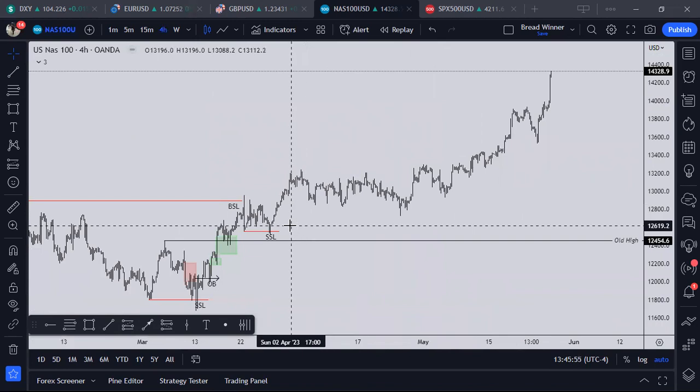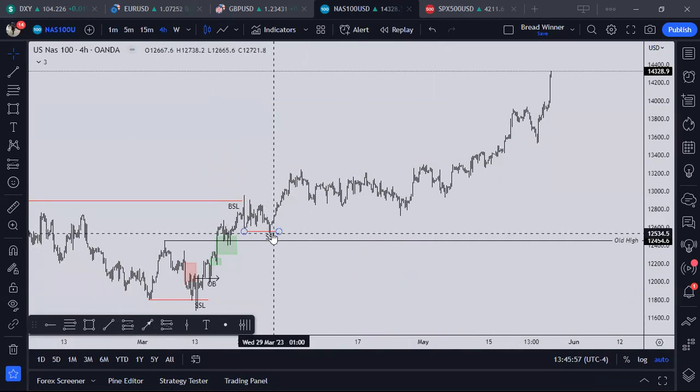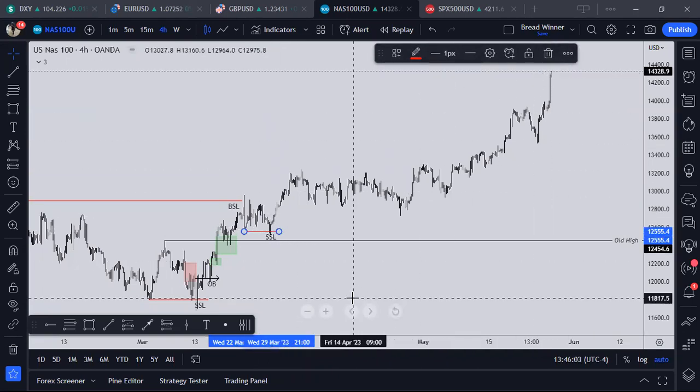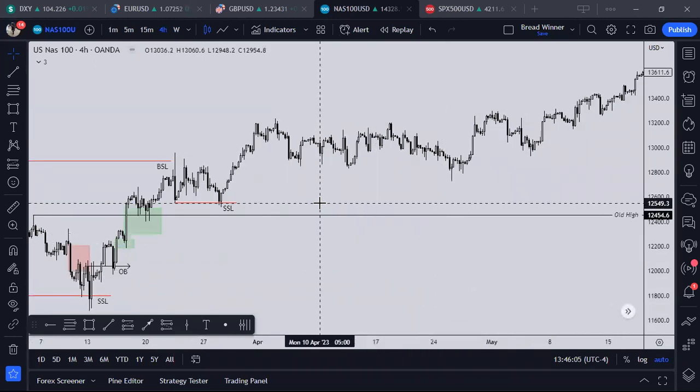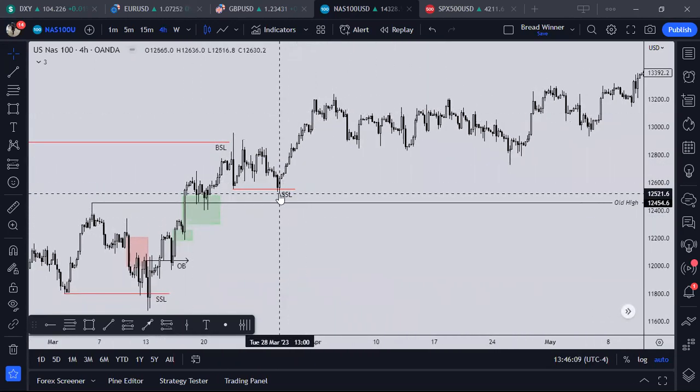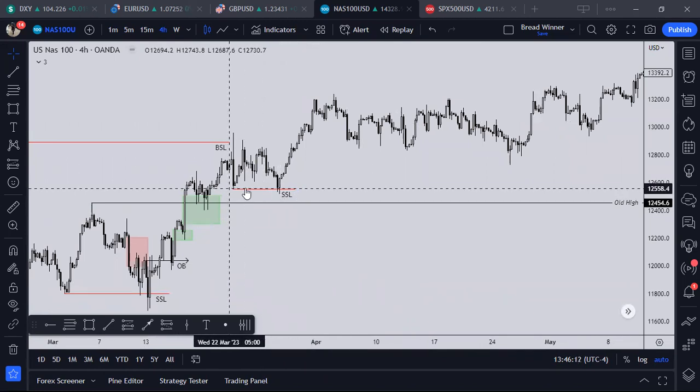So imagine taking a trade at this low here, following bullish and bearish signatures and getting out all the way up here, right? So, and let's continue it along, right? So we have this low here that takes out sell side liquidity.